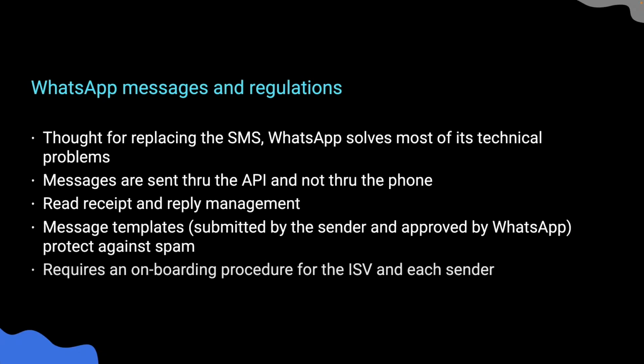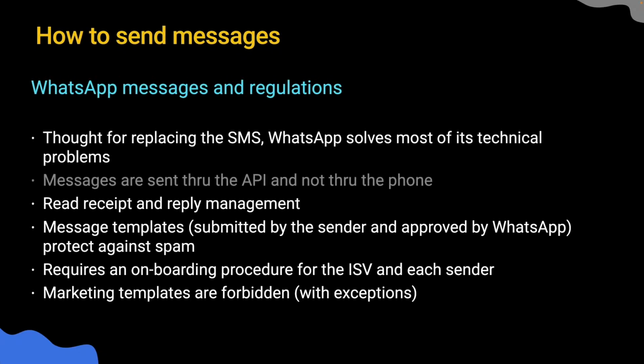Let's now talk about WhatsApp. Thought for replacing the SMS, WhatsApp solves most of its technical problems. Messages are sent through the API and not through the phone. There is read receipt and reply management. Message templates that are submitted by the sender and approved by WhatsApp protect against spam. WhatsApp requires an onboarding procedure for the ISV and for each sender. Marketing templates are forbidden, even though there are exceptions.